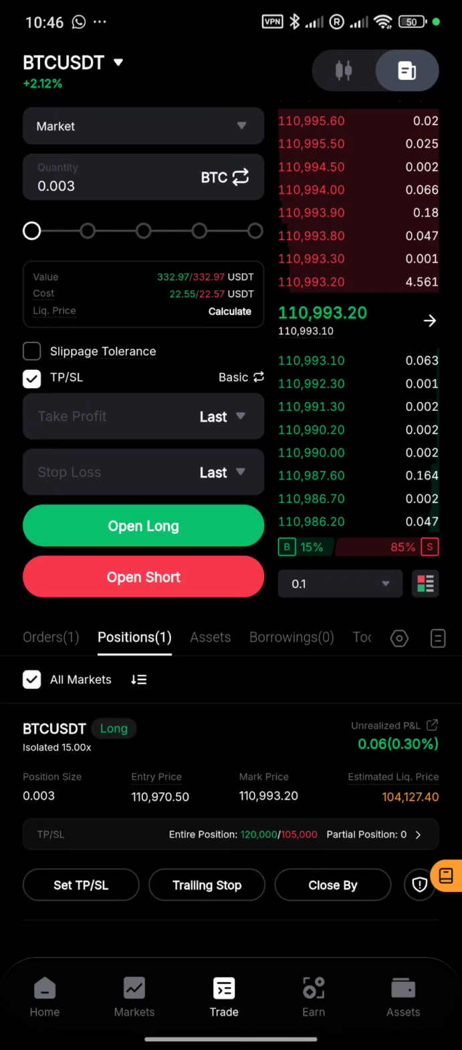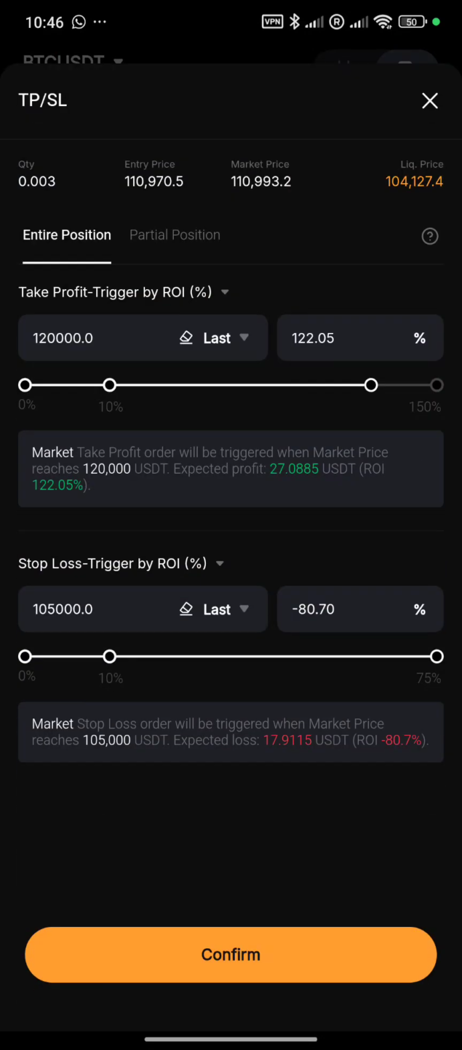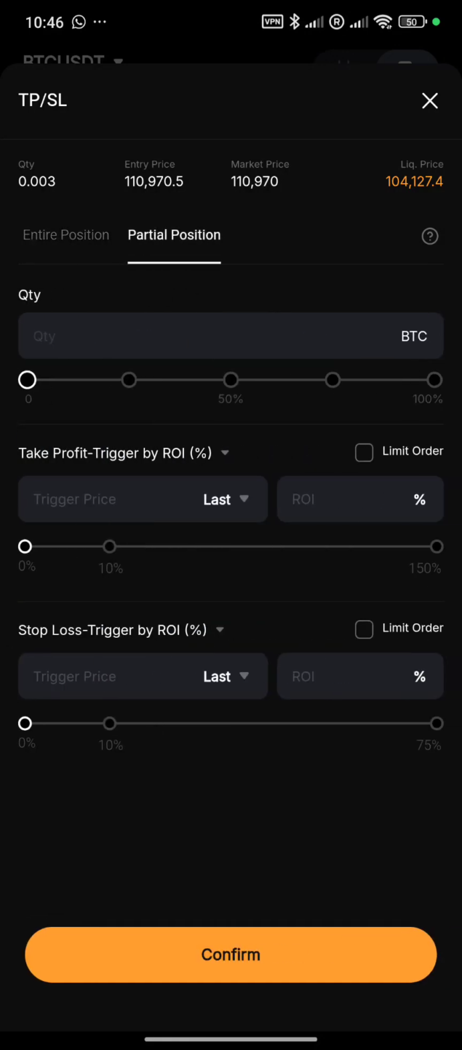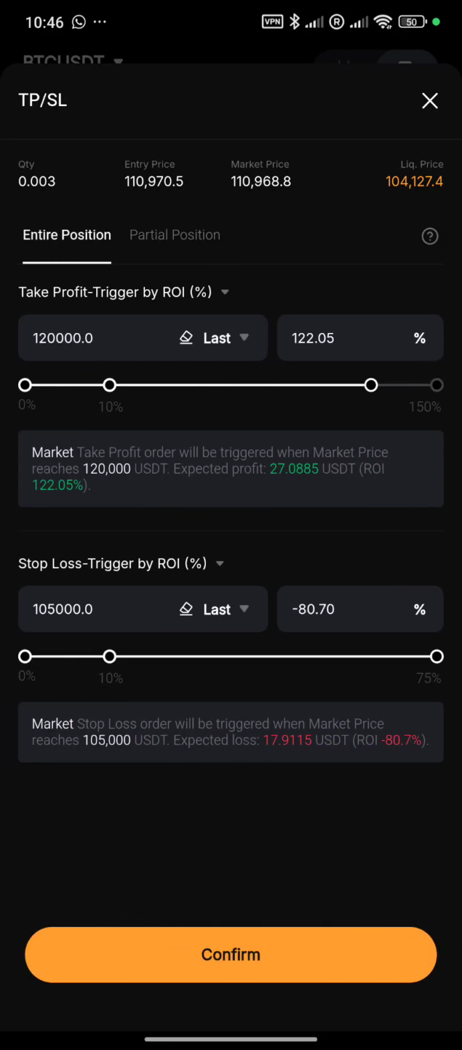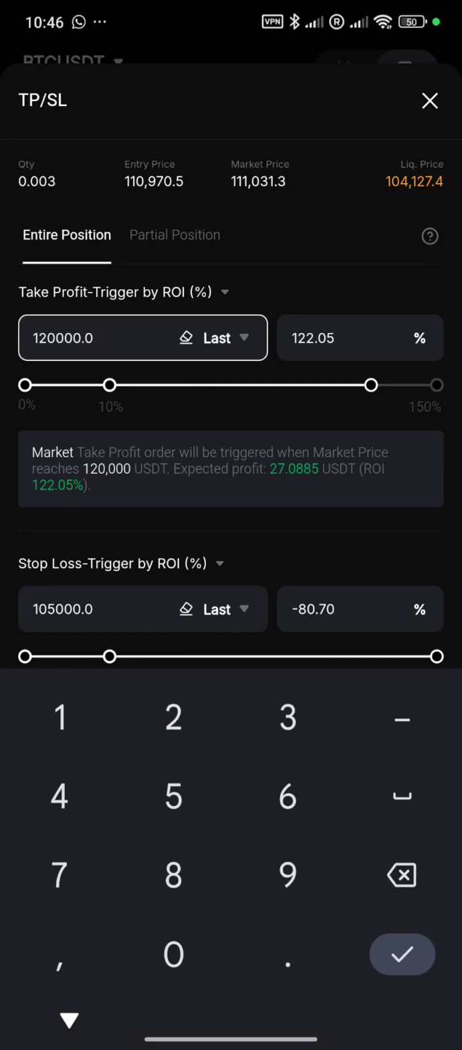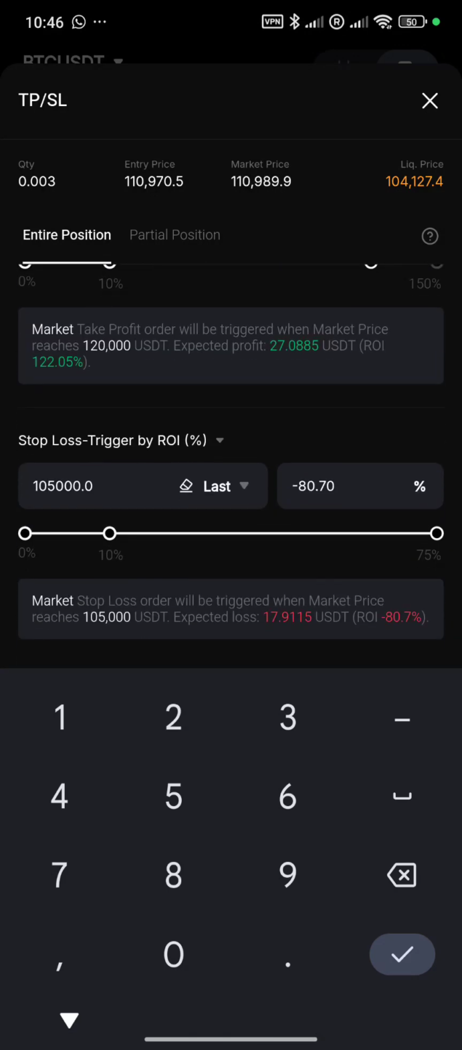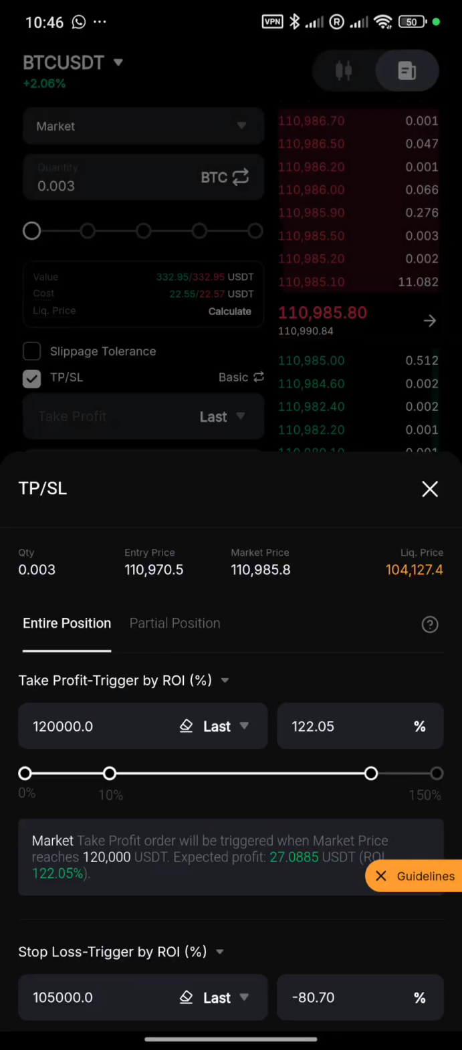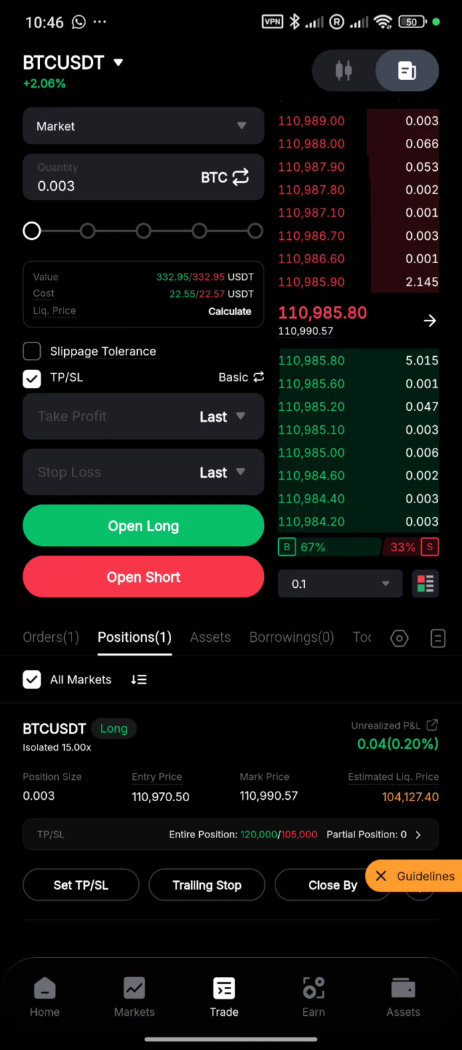If you click on set take profit, you will see this pop-up interface, entire position and partial position. If you want to close a partial part of your profit, you put it here. If you want to close the entire position, you stay here, and then you can put the price. You can see my price, 120,000. If you didn't set the take profit or stop loss before, you won't see any price there, so you have to put the price yourself. For this one you put the price, and also for the stop loss, and that's all, straightforward. The same applies to the partial.